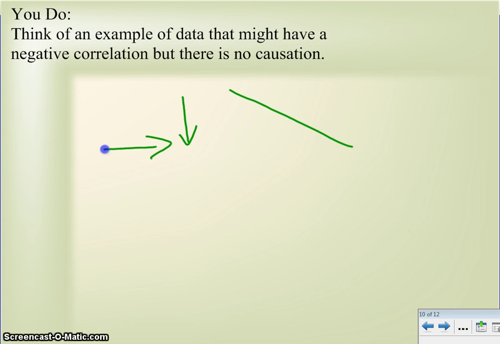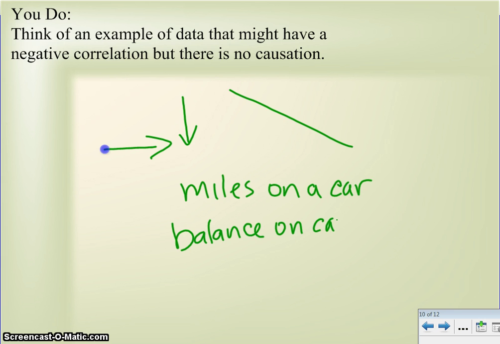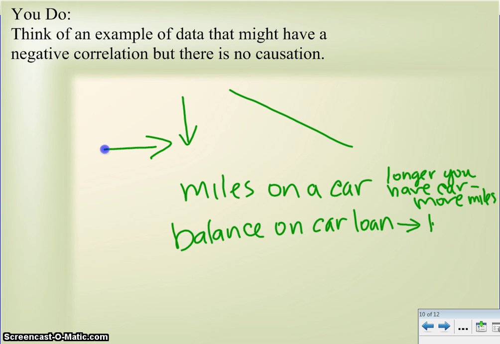So I would say miles on a car and the balance on the car loan. Now when you think about this logically, the longer you have the car, the more miles are going to be on it. And the longer you have the car, the lower your loan balance is.